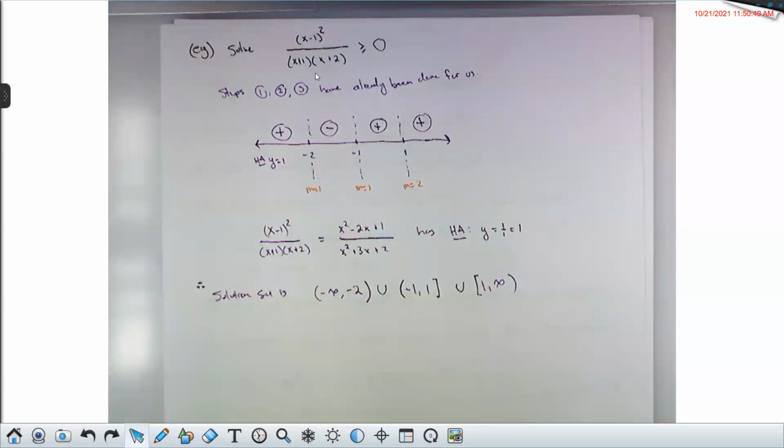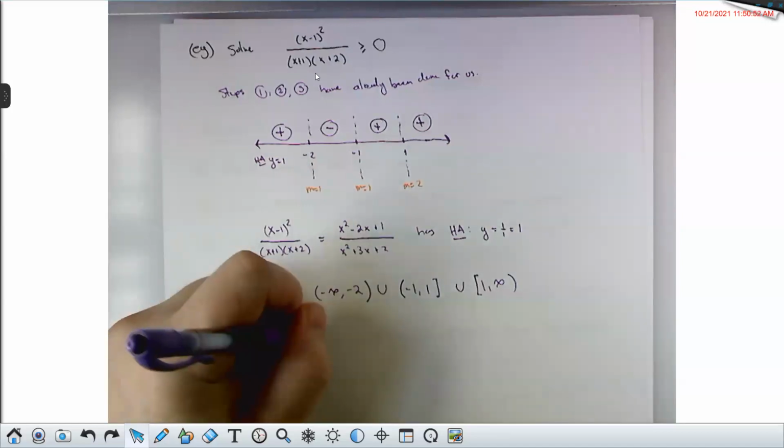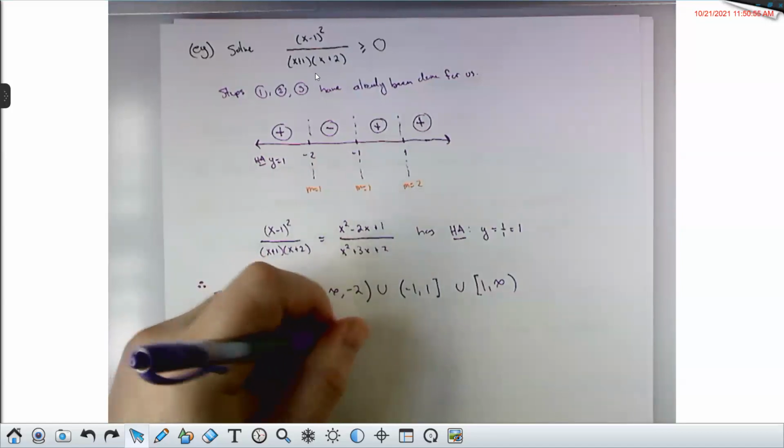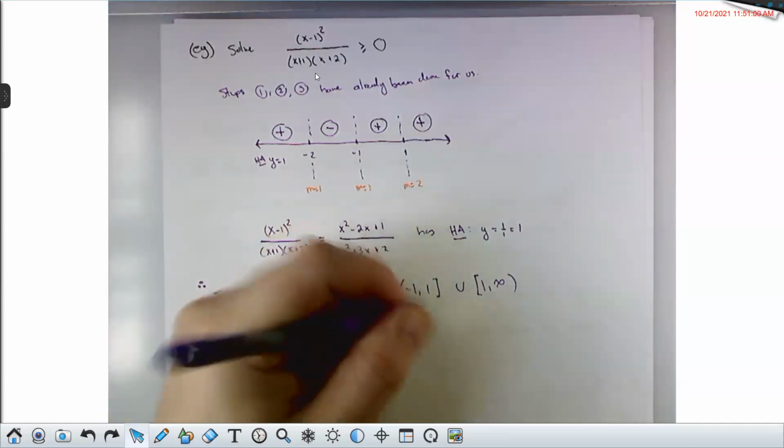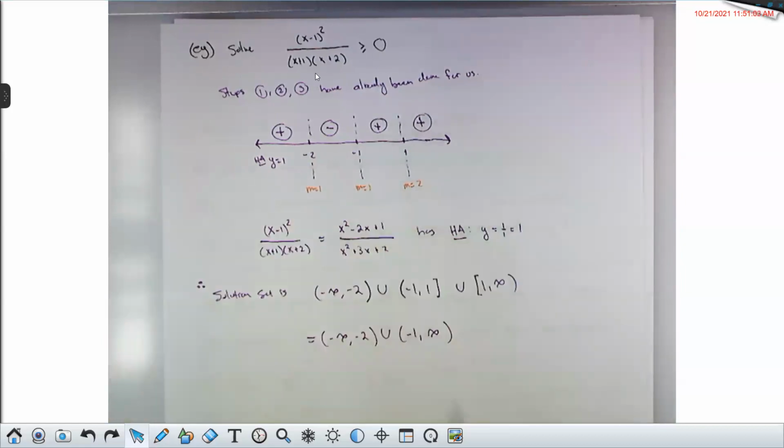Now, a fun fact, you may not notice this, and I wouldn't take off points if you didn't. You can rewrite this as -infinity to -2 union with -1 to infinity. Because from -1 up to and including 1, together with including 1 up to infinity, these guys stack right on top of each other. But either form would be acceptable. I would take this. This is maybe a little nicer. If this was a strictly greater than, then these would all be parentheses, and you wouldn't be able to combine the two last ones.